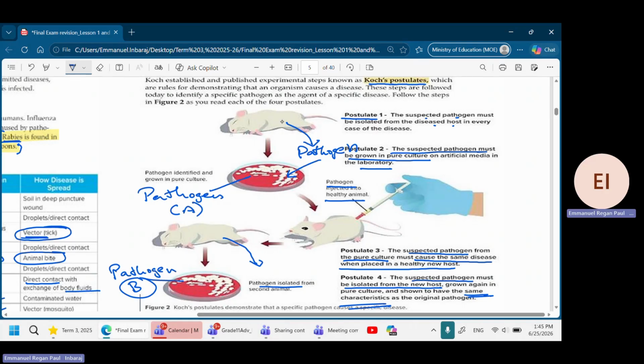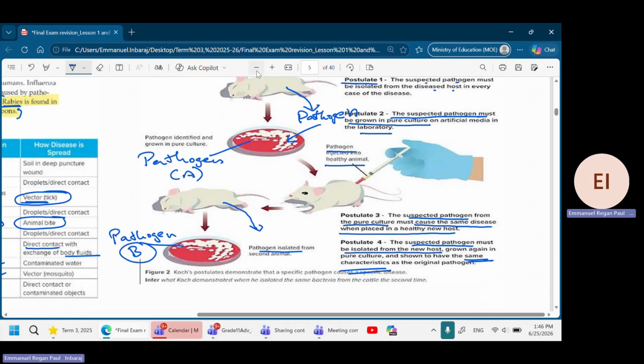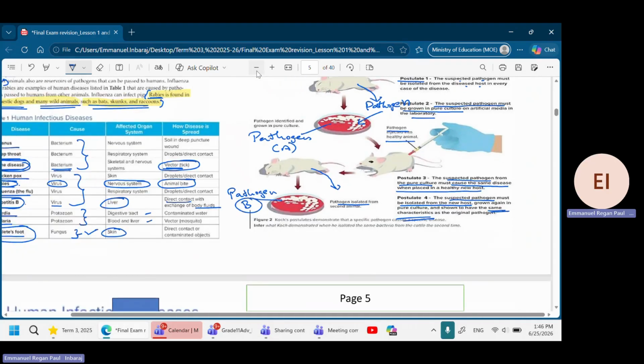So what is number 1? The suspected pathogen should be removed. Number 2, the pathogen is grown in a culture medium. Number 3, the pathogen is injected inside a healthy mouse and the animal dies. So from this animal, they are taking the pathogen and growing it in the culture medium. And this pathogen and this pathogen should have the same characteristics. So this is what is called the Koch's postulates. Okay. Now this is what you have to study from page number 4.